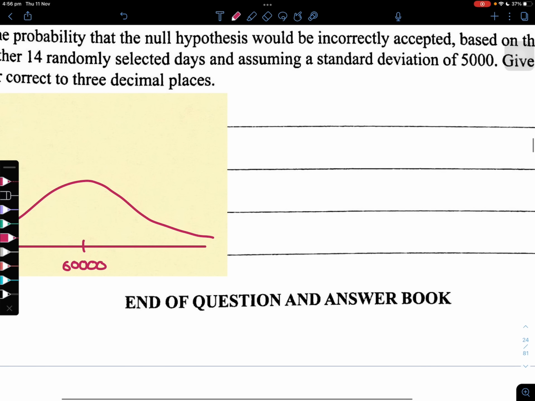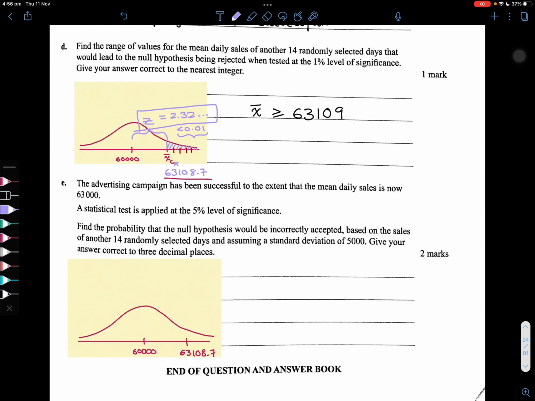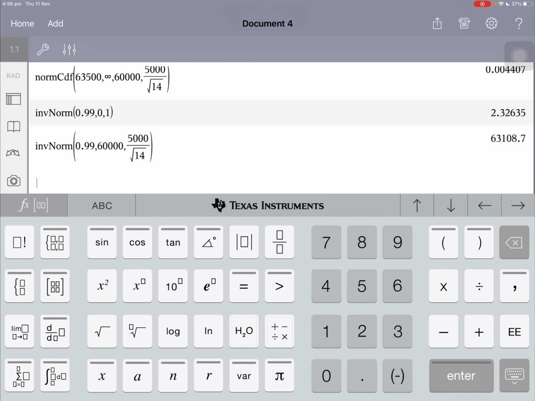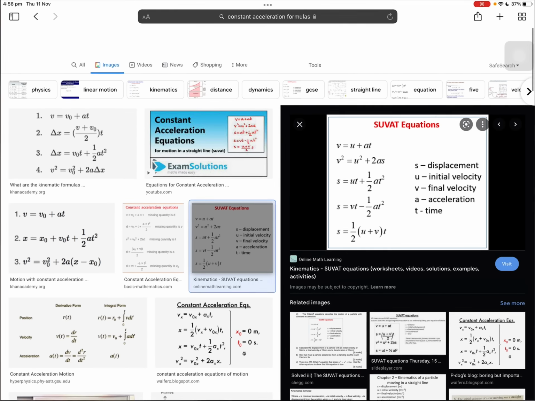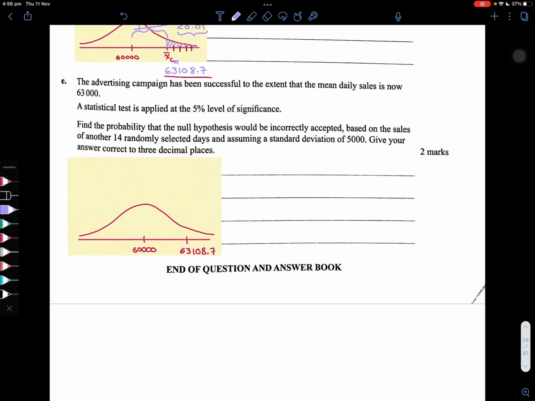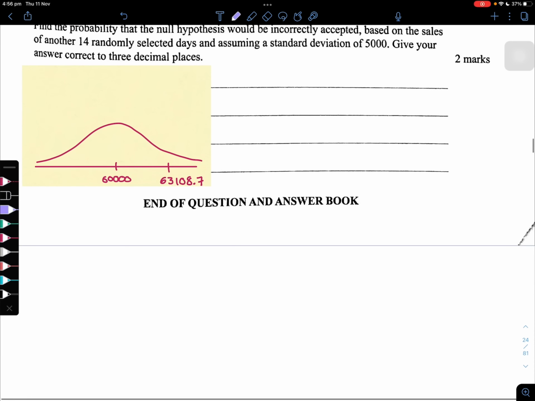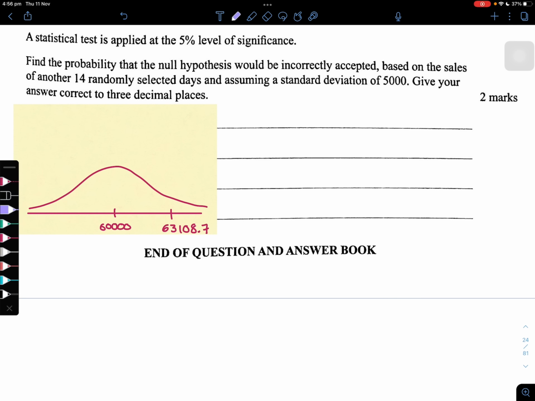Now, the null hypothesis being accepted is the chance that we get something. Remember, this was our critical value from before. It's the chance that we get something that is... Have I messed anything up? Let's just go back here. Okay, the chance of accepting the null hypothesis is going to be if we get something that is to the left of this critical value, okay? If we get something that's to the left of that critical value.